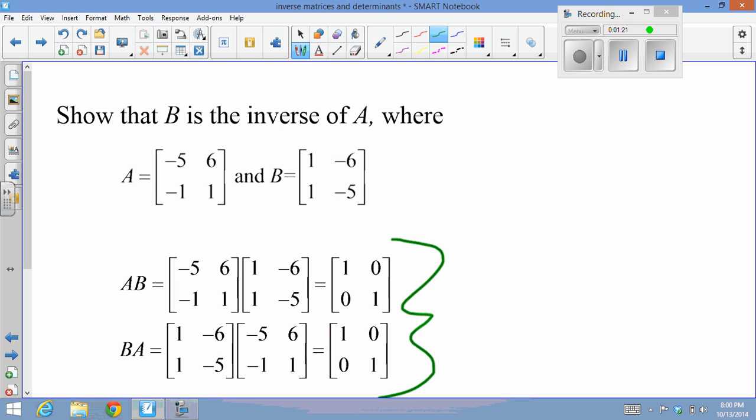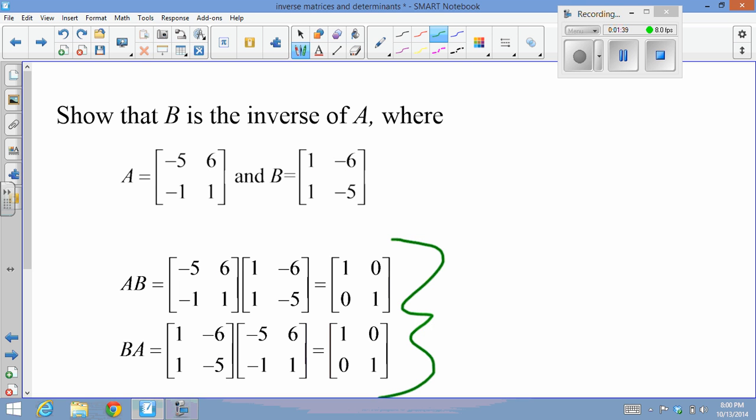If that doesn't happen, and it has to be that specific pattern so that the ones are on the diagonal going from the upper left to the lower right, and the zeros are going the other direction from the upper right to the lower left. If that happens, then that tells me that those two matrices are inverses.